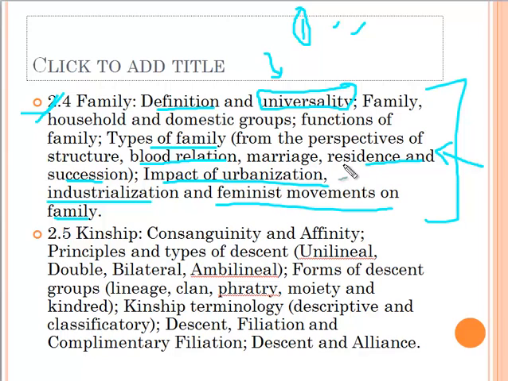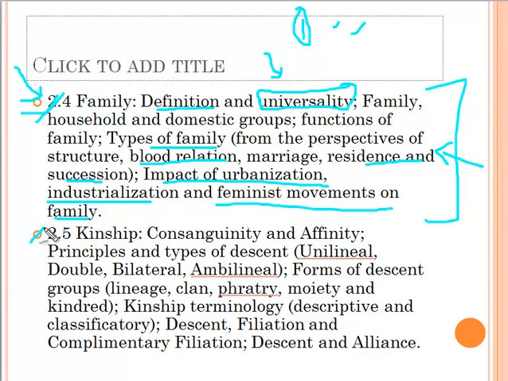Then the impact of urbanization: how urban society has made people more engaged and less worried about each other, and how people are shifting from rural areas to urban areas, and what the impacts are, what the stress level is, what the different diseases are and all. So basically, what is the impact of urbanization on the family structure, that we will learn. Similarly, industrialization is also a precursor of urbanization, and all this we will cover in family.